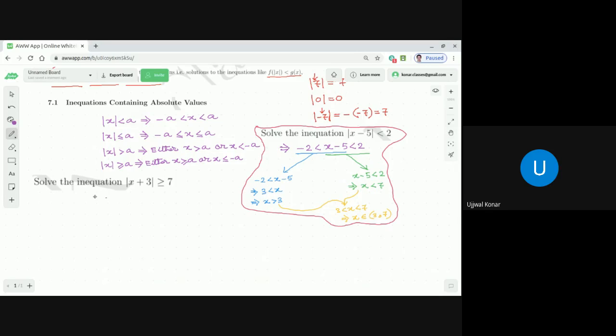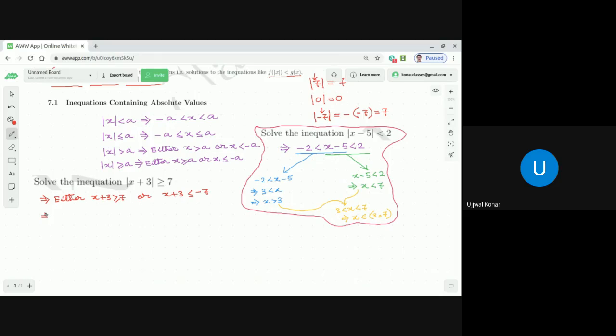From here, this implies, let me use a different color, this implies either x plus 3 is greater than 7 or x plus 3 is less than or equal to minus 7. Greater than or equal to should be less than or equal to minus 7. Correct or not? Clear or not clear? So either of these has to be true.